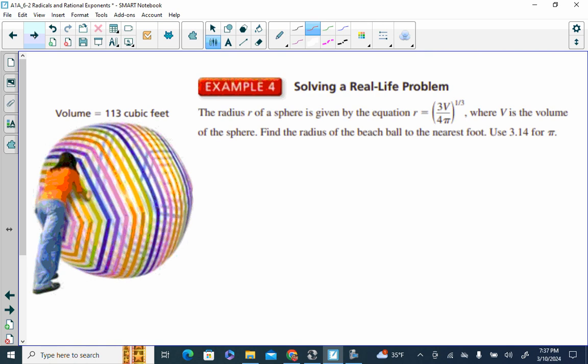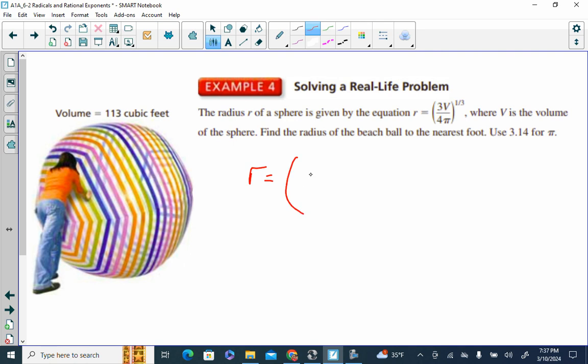Our next page here, we have the radius r of a sphere is given by the equation r is equal to 3 times v over 4 times pi raised to the 1/3 power, where v is the volume of the sphere. Find the radius of the beach ball to the nearest foot. Use 3.14 for pi.